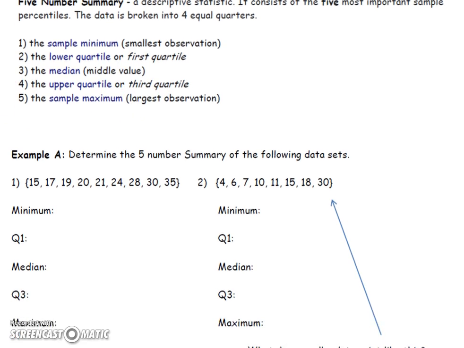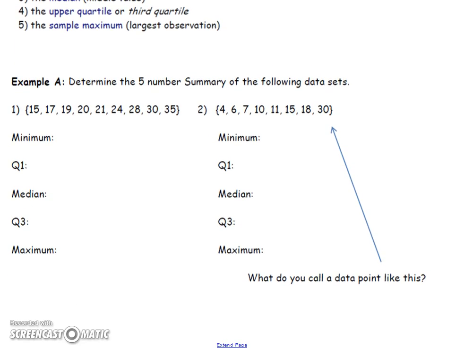So what we're going to do here is practice on some sample data. On our first data set here, you can see that it is in order from smallest to largest. And so we're just going to go through and find these items. So the minimum is obviously the smallest number, so that would be the 15. The maximum would be the biggest number, so that would be 35. And the median is the one that's in the middle. Now in this case we do have an odd number of numbers, so our middle number is the 21 here.